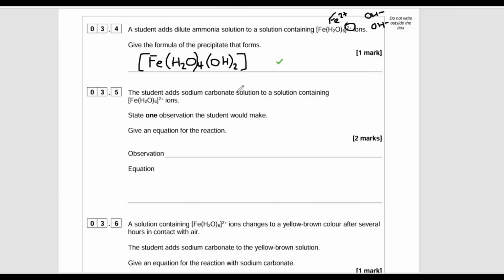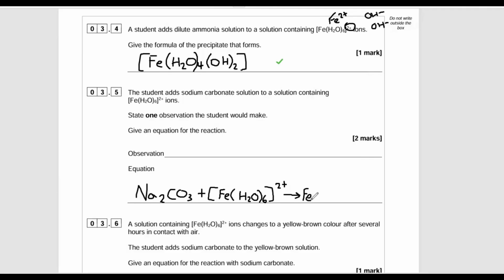The student then adds sodium carbonate solution to a solution containing [Fe(H2O)6] 2+ ions. State one observation the student would make. Give an equation for the reaction. Let's write out the reaction first of all, and then we can probably spot the observation from that equation. Okay, so our sodium carbonate is being added to our iron hexaaqua 2+ ions, right?